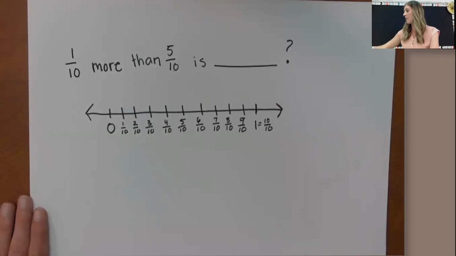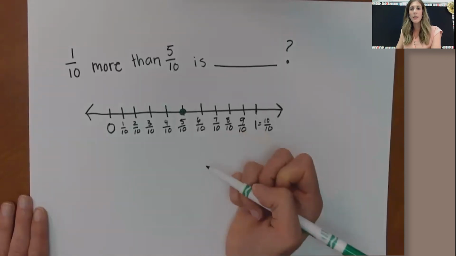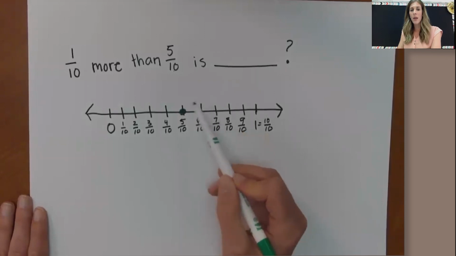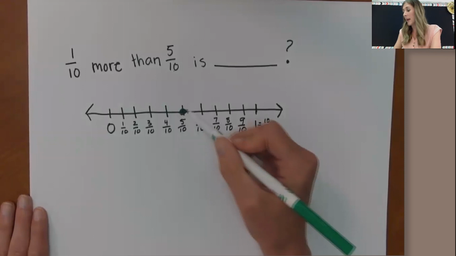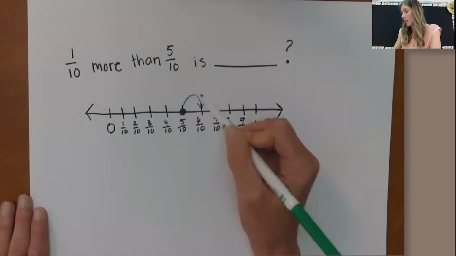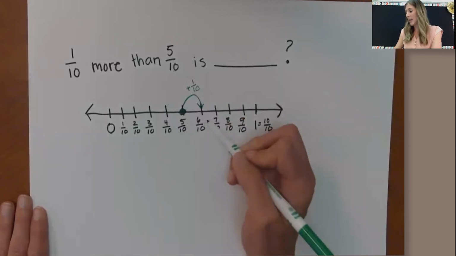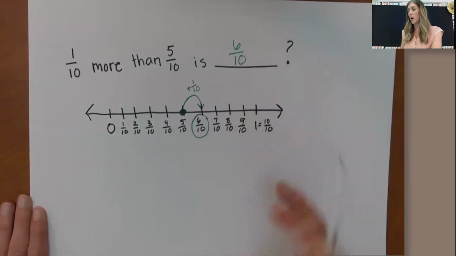So let's find 5/10 on the number line. Very good. And then we need to know what is 1/10 more. So are we going to go up on our number line or down? Very good. More, we're getting bigger. So we're going to go up on our number line 1/10. So we can see that 6/10 is 1/10 more than 5/10.